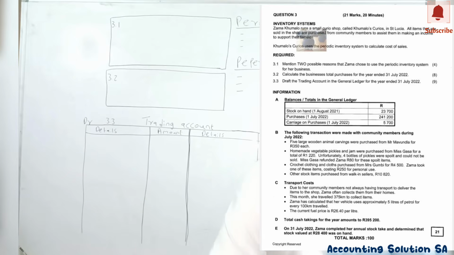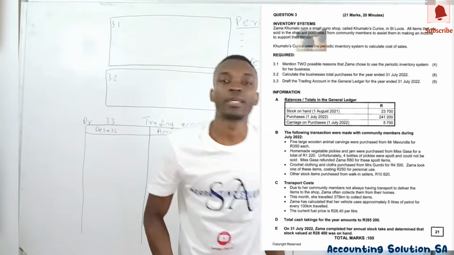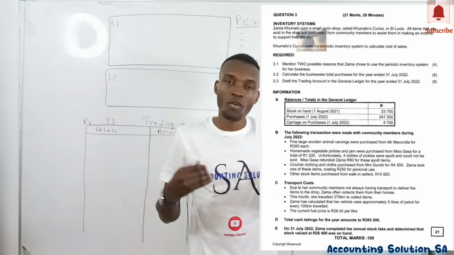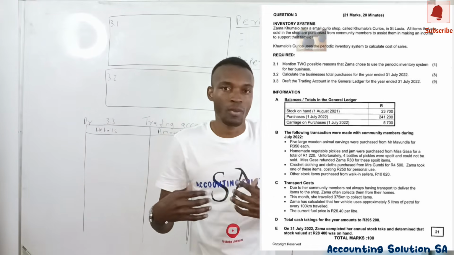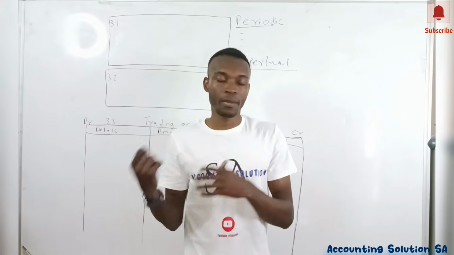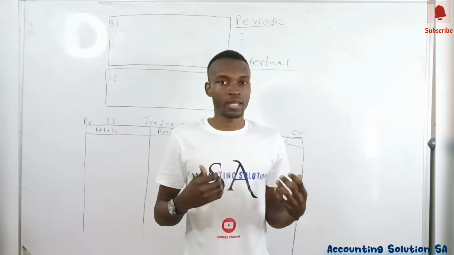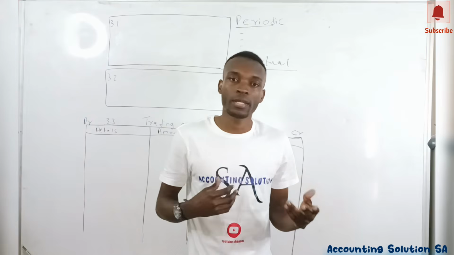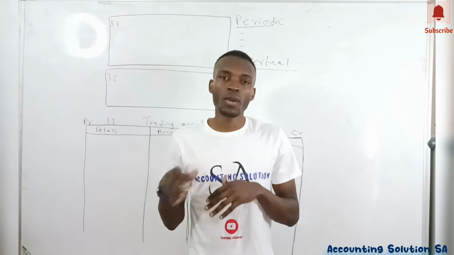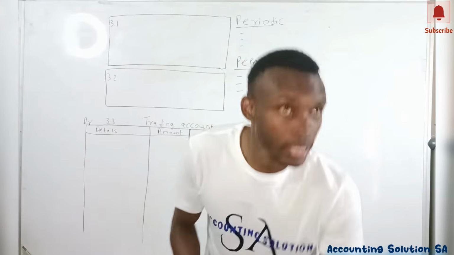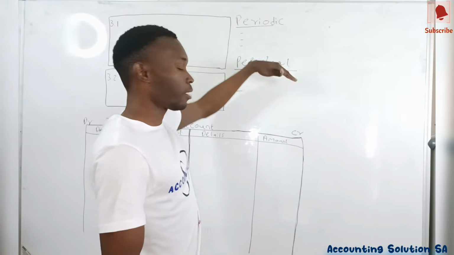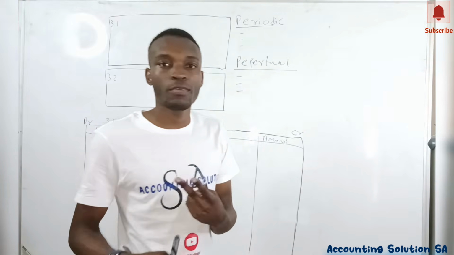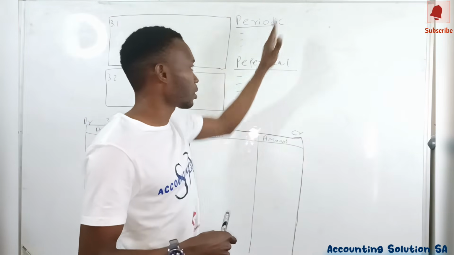Then information number 2, they say that Kumalo Couriers uses a periodic inventory system to calculate a cost of sales. All right, guys. Grade 11, before we proceed with this question, I want to explain the difference between a periodic and perpetual inventory system. The reason is because in this question paper, we are only going to focus on periodic inventory system. So you have to know what is the difference between the two. Okay, let's start. Periodic, we also have a perpetual. We have two inventory systems. Number 1 is periodic, number 2 is perpetual.